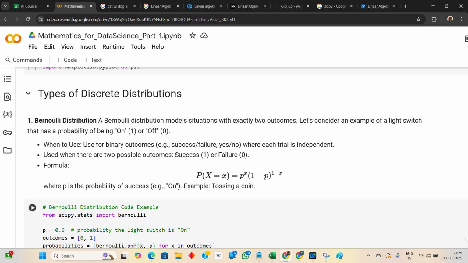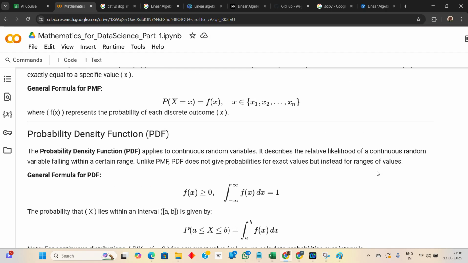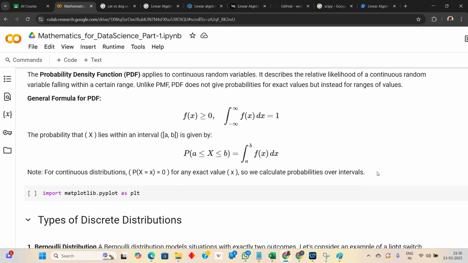But if you're rolling a die, you will always get one of these six values. Similarly, if you toss a coin, you will always get either head or tail. There is no other value, no third or fourth value. Only two values. So that is what discrete distribution means. If you do any experiment and keep getting the same kind of outcomes, then that is discrete distribution. Continuous distribution means each time you may get a different value.